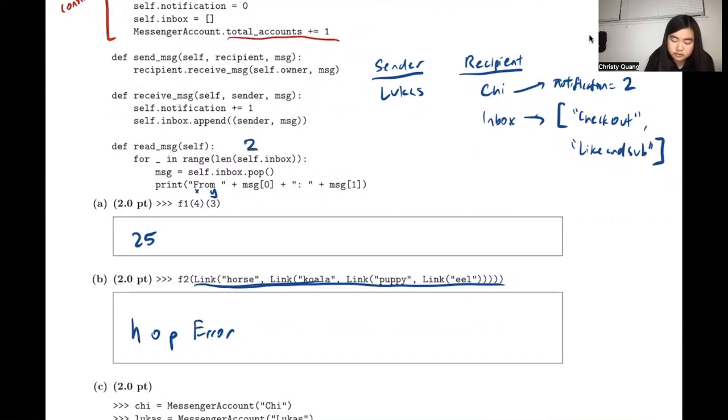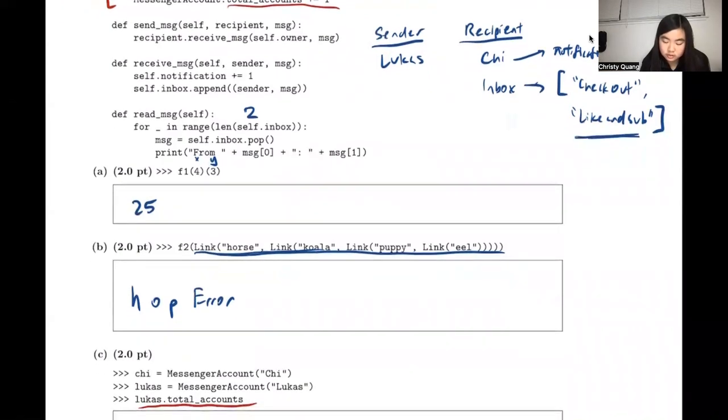Then we see, okay, there's another variable message and it's equal to self.inbox.pop. So .pop returns the item that was last inputted. So the last item here was like and sub. So we would pop off this message right there. And it says, okay, let's print out from. I'm just gonna write that right here. It says to print from message 0.